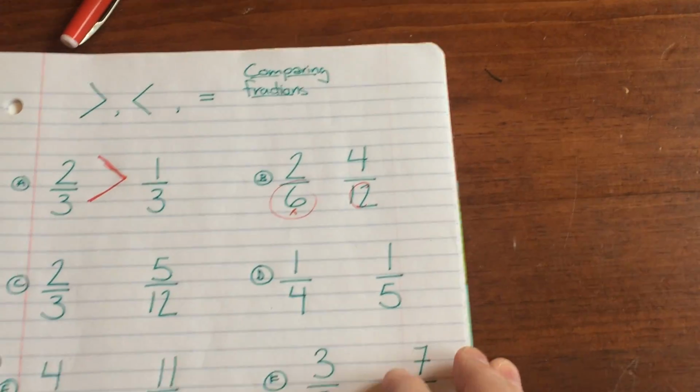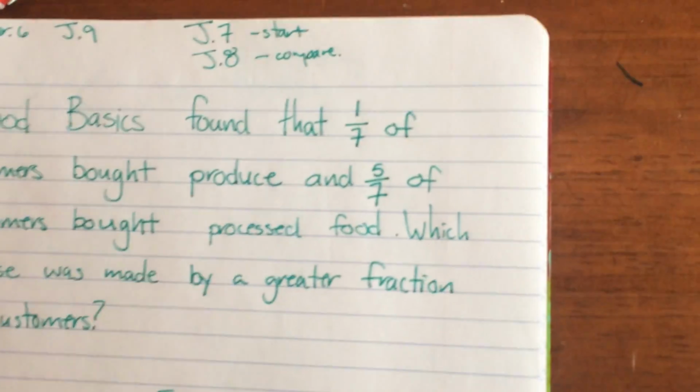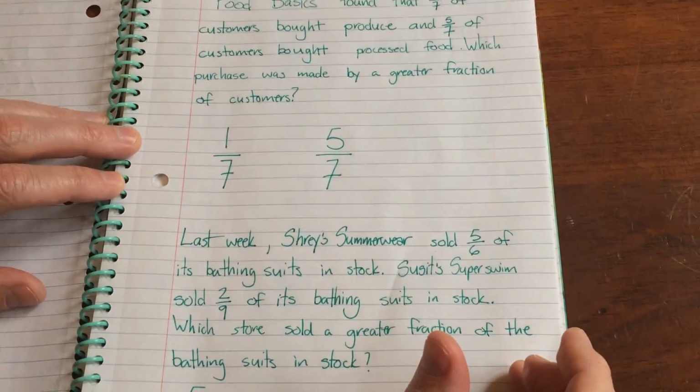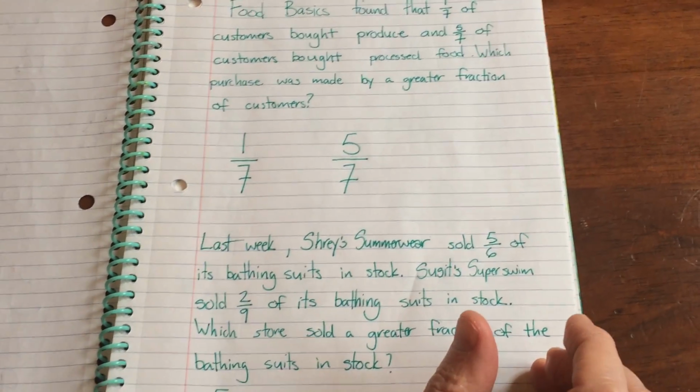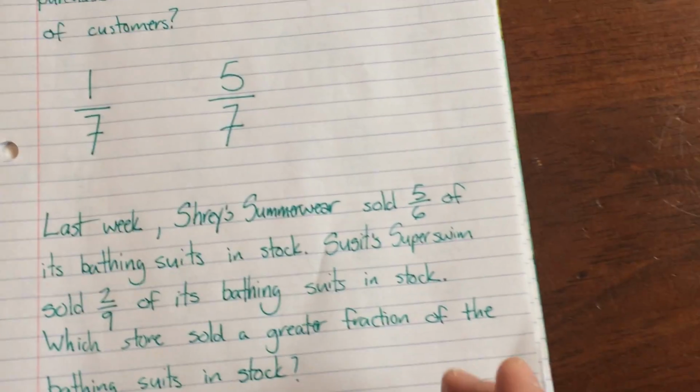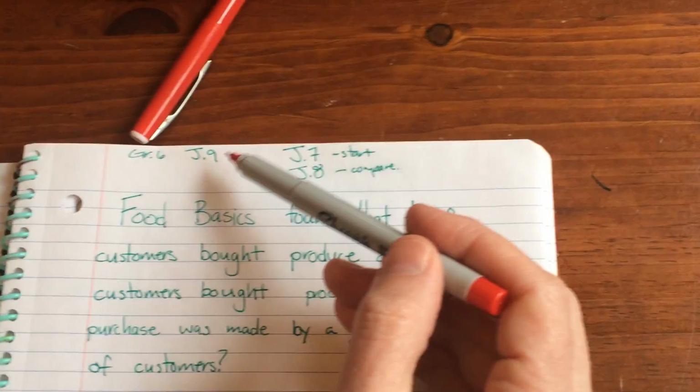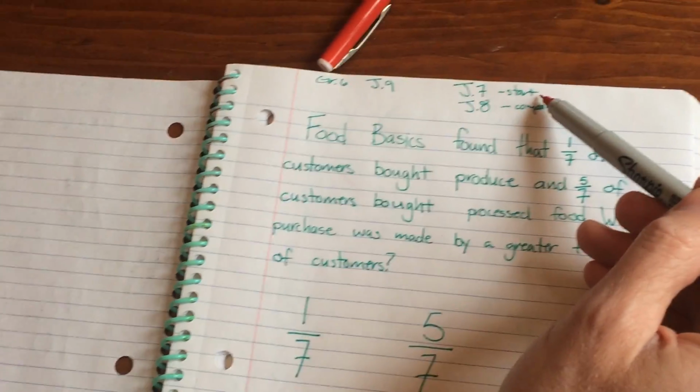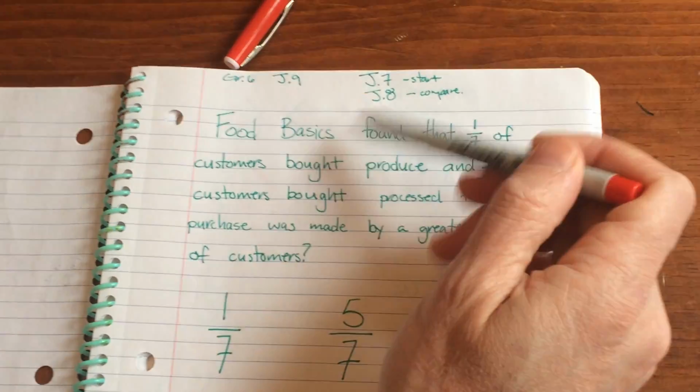So what we want to do here is make sure that our denominators match. We've worked on making our denominators match. Today we're also going to look at word problems like this. So in your book, if we go to grade 6, J9, start at J7, and then go to J8. By J9, you get words like this.